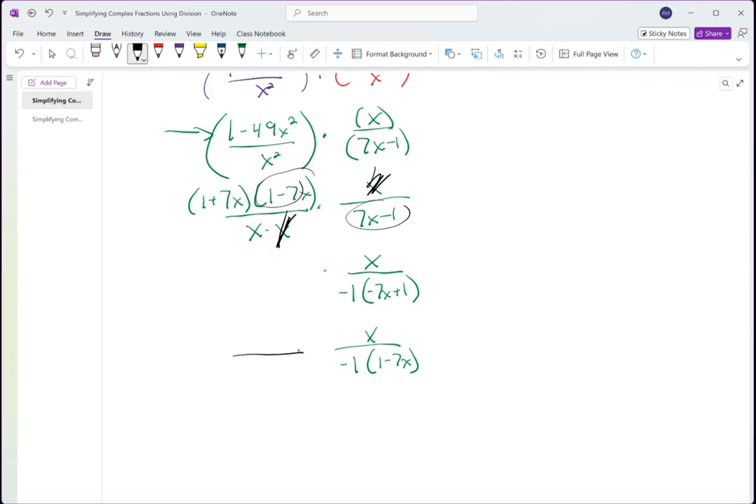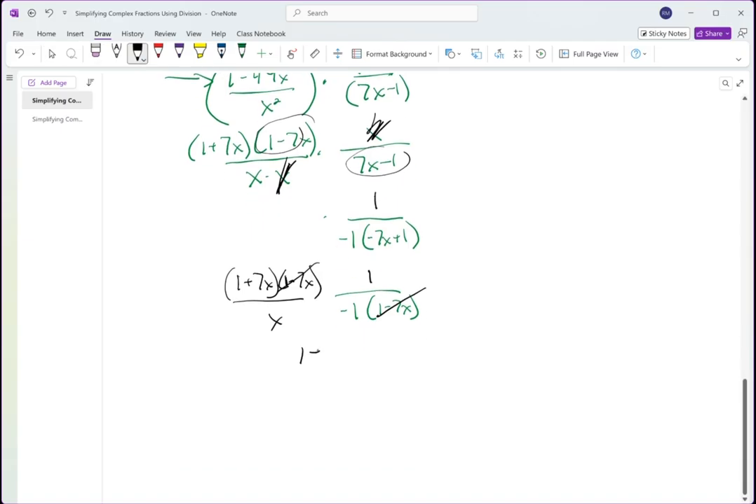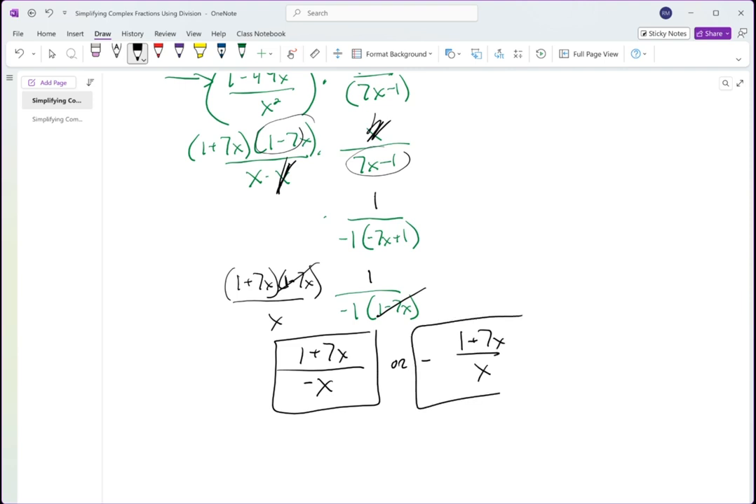So then over here, remember I have x. I have 1 plus 7x and 1 minus 7x. And now they look exactly the same, so I can cancel them. This x is no longer there. That's just a 1 on top. So my final answer ends up being 1 plus 7x all over negative x. We could also write that negative in front, and we could have also written it on the top. And that's how we're going to simplify complex fractions using division.